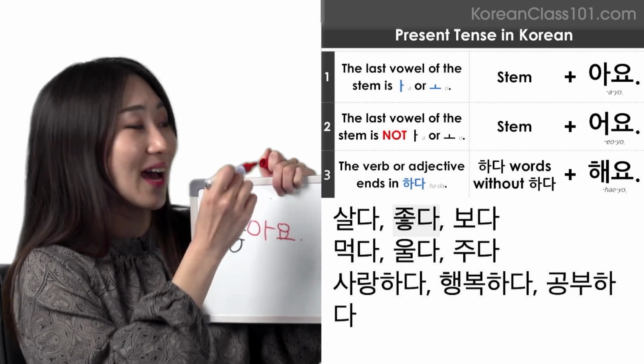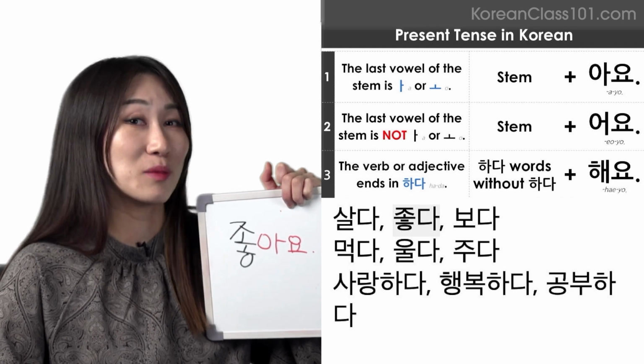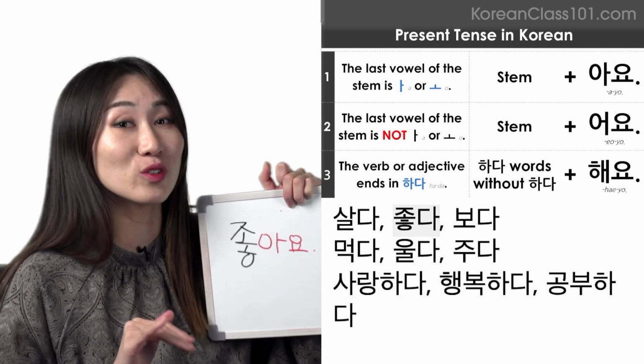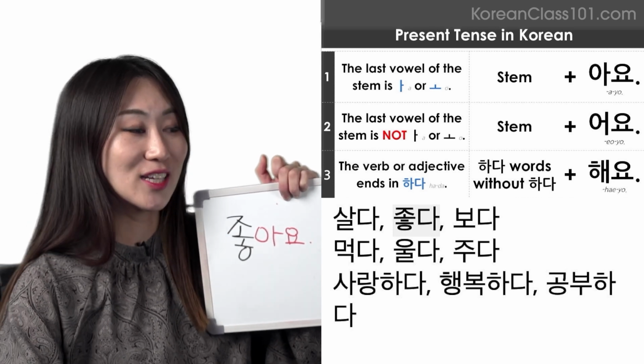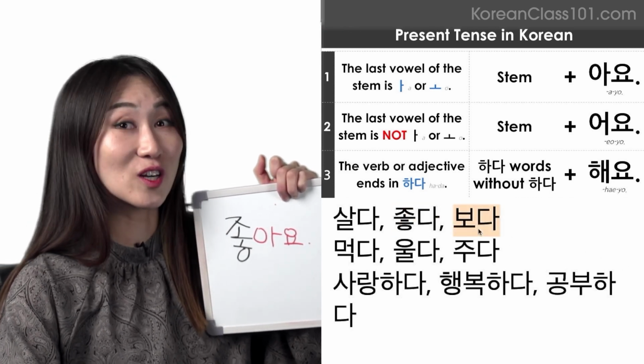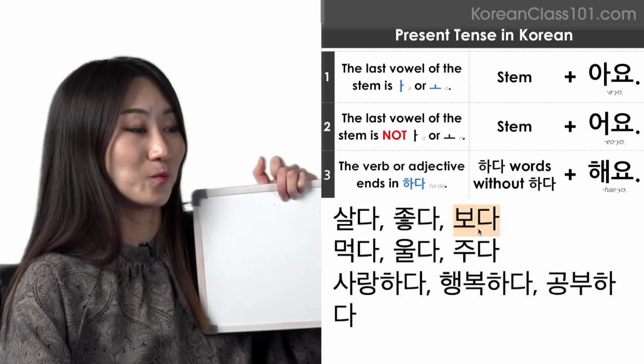좋아요 means I like it, or it's good. It depends on the context. So 좋아요. Let's look at another verb, which is 보다.